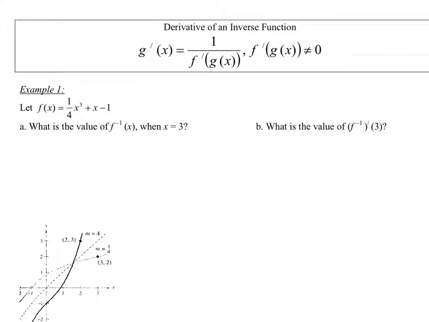So let's think about this here. What is the value of the inverse when x equals 3? And then what's the value of the derivative of the inverse when x equals 3? Notice here we have the inverse notation and the prime. You've got to be careful with your notation here, especially those of you who tend to be sloppy writers. So what's the value of f inverse when x equals 3?